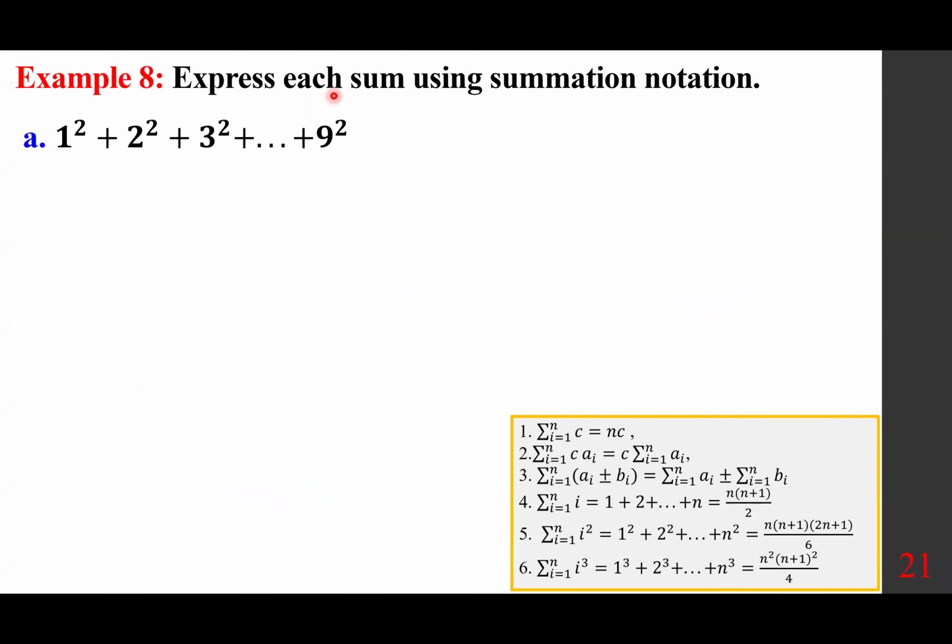Now I want to go back and express each sum using summation notation. 1 squared plus 2 squared plus 3 squared, all the way to 9 squared. We should clearly see that this is the summation of i squared, j squared, k squared, whatever you want to call it, as it goes from 1 to n equals 9. So the summation of k squared, k goes from 1 to 9.